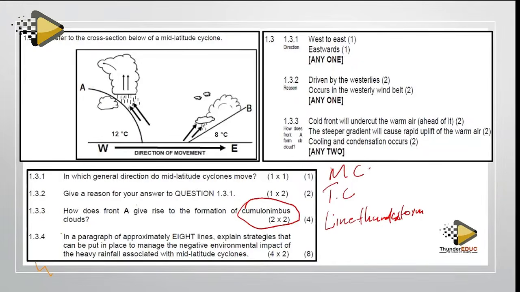Here we said, how does front A give rise to the formation of cumulonimbus clouds? Now, this question is referring to mid-latitude cyclone. But what you should do is link the development of cumulonimbus clouds to all the systems that have cumulonimbus clouds. Here, in the mid-latitude cyclone, cold front will undercut the warm air ahead of it. But when you're talking about other systems like your tropical cyclone and your line thunderstorm, there is no undercutting. The warm air is going to rise rapidly. It rises on its own.